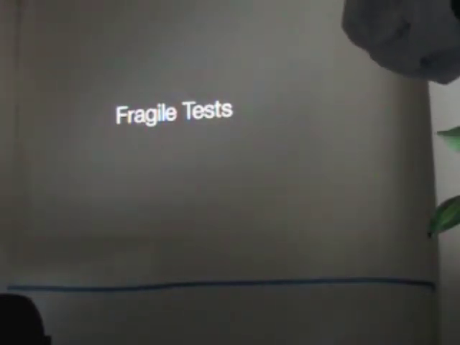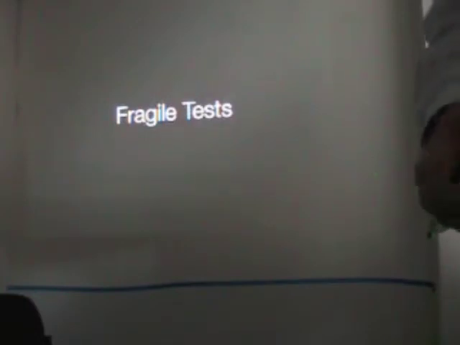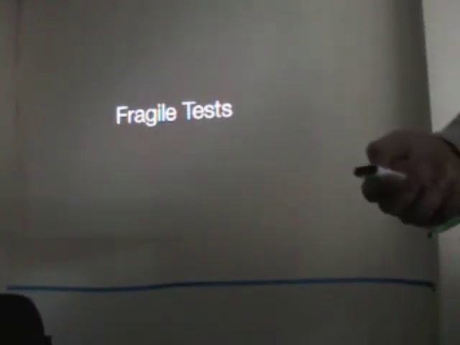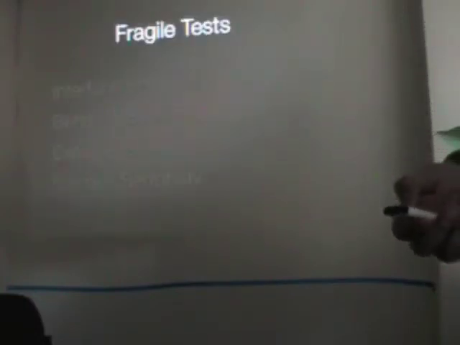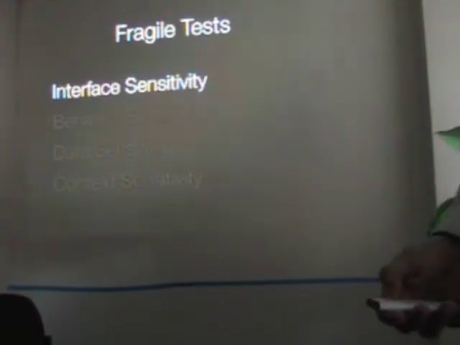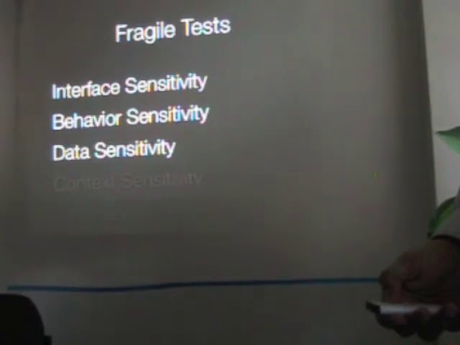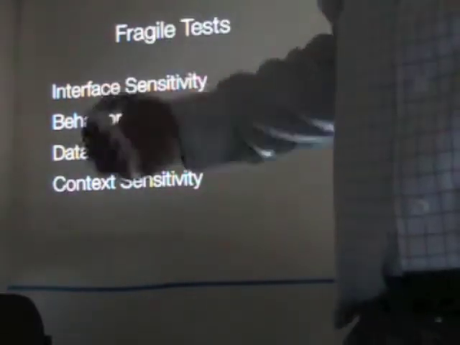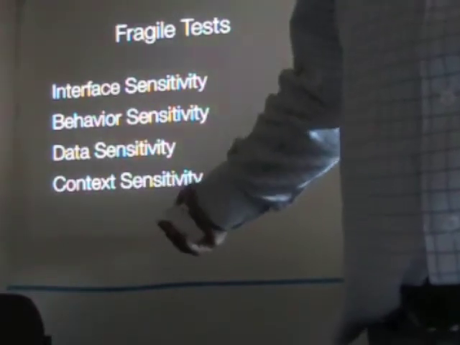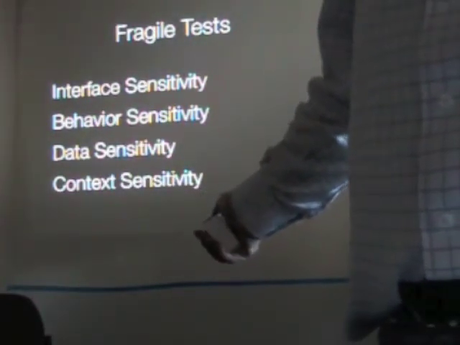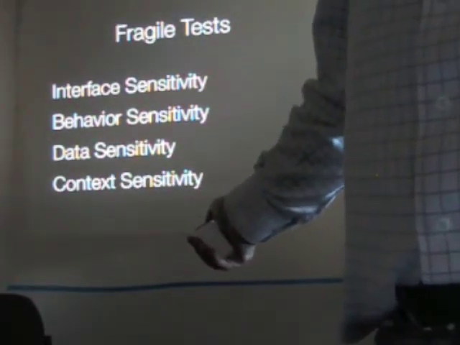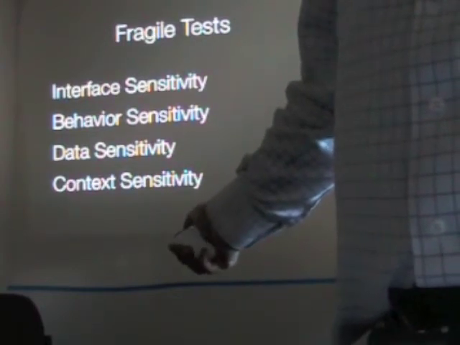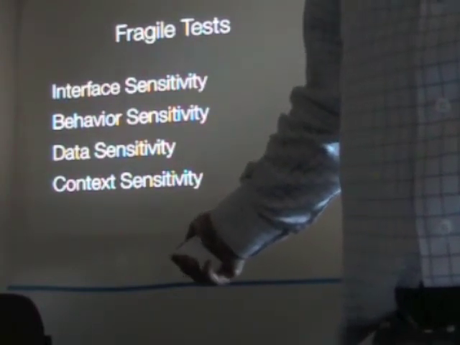Fragile tests just break for lots of reasons. Tests can fail because of these 4 different reasons. How do I categorize according to these 4 reasons? There is something called root cause analysis. 5 whys. You keep asking yourself why.